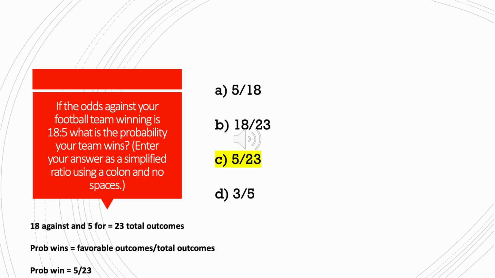Since the odds against your football team winning is 18 to 5, we know 18 are against and 5 are for. That gives us a total of 23 total outcomes. So the probability your team wins equals the favorable outcomes over the total number of outcomes. We know the favorable outcomes is 5, and we know the total outcomes is 23. So 5/23 is the probability your team wins.